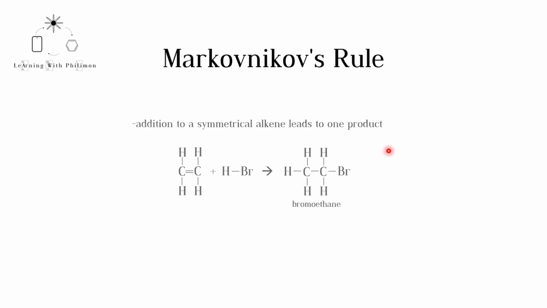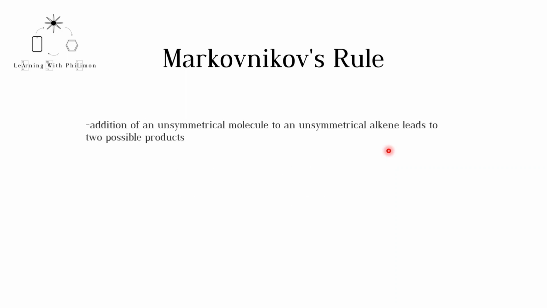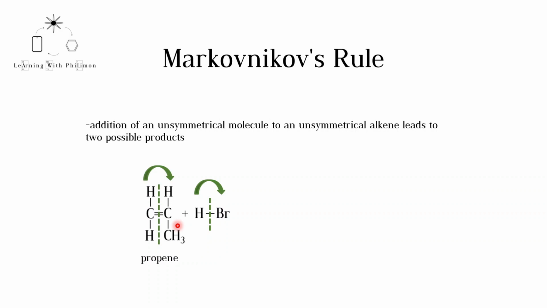As we will see in this video, when the alkene is unsymmetrical and the molecule that is added is unsymmetrical, there are two possible products. Propene is an unsymmetrical alkene. This can be seen by rotating the molecule by 180 degrees about this axis. The molecule would not look the same after the rotation due to the CH3 group. Hydrogen bromide is also an unsymmetrical molecule using this same logic.